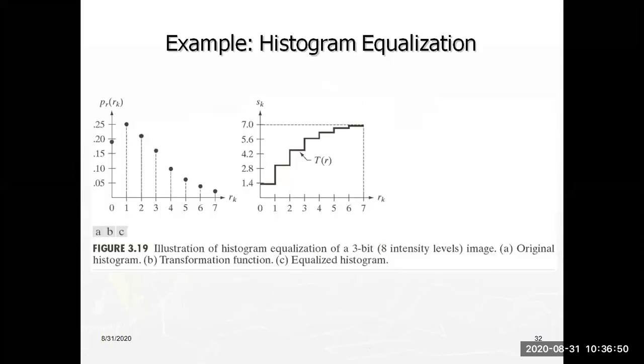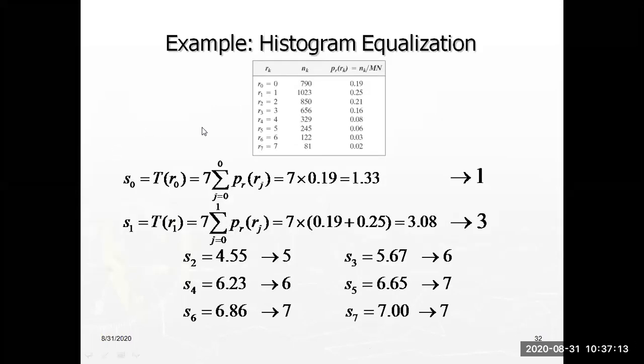So now we have to draw the histogram equalization. So this is the first figure. This graph is with our table. What is our table? 0 to 7 intensity values. So the first one is 0. How much is it? Probability 0.19.